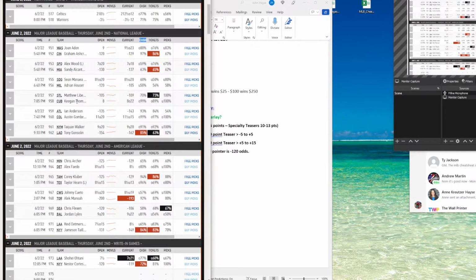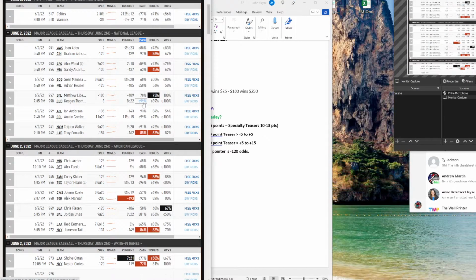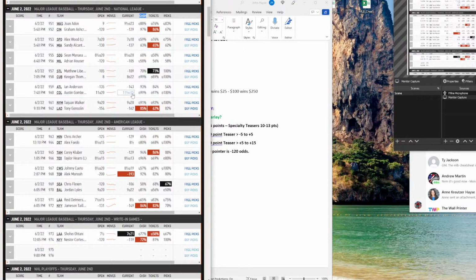Here we have St. Louis and the Cubs. Over of 8, still 8, and 99% of the cash is on the over. So that's one I would watch throughout the day and see if it moves up, moves down, kind of what it does. Atlanta, Colorado, we have 99% of the cash on the over, 97% of the tickets on the over, and it's at 11. It's already moved to 11.5.